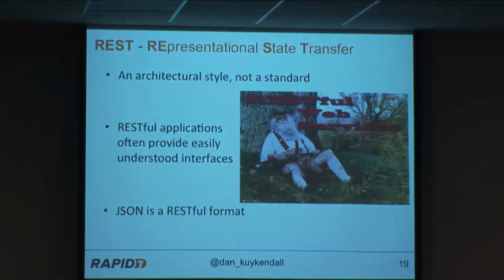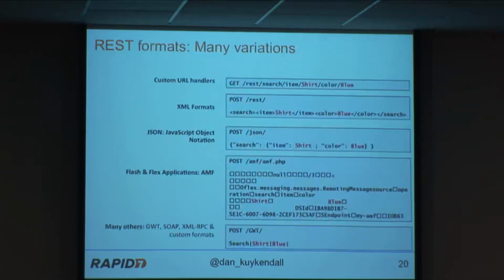What we see a lot of is REST. We hear REST all the time. REST is not a standard. It's really a style. JSON is one of the very popular RESTful formats that we'll get into the most, but you could see REST in a lot of different ways. We could see it on the URL structure, like on top. You could see XML, JSON. We used to see some AMF from Flash and Flex apps, but those are waning. Google Web Toolkit. There's a lot of different formats that we'll see the data in.